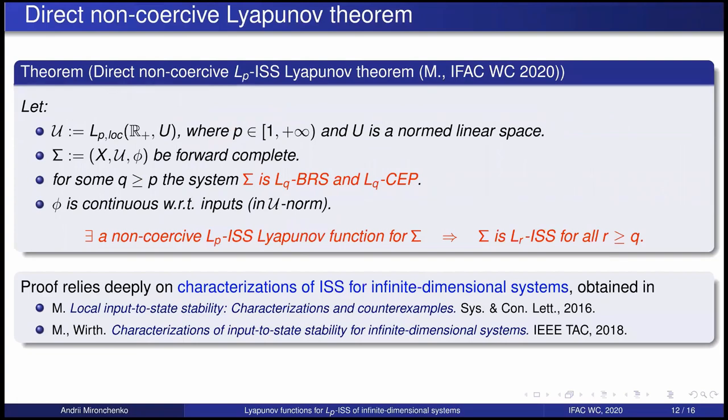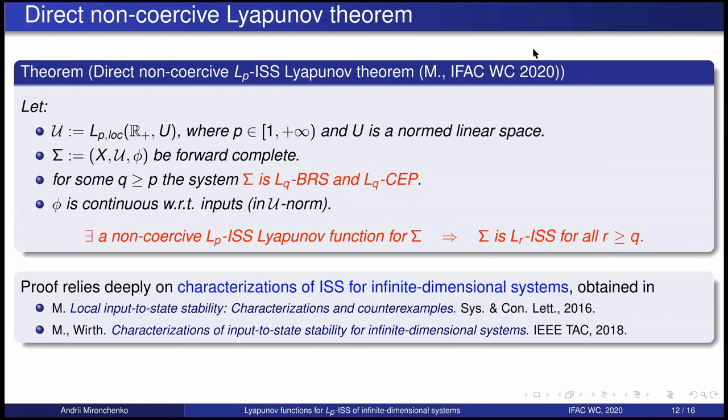Now we can formulate the direct non-coercive LP-ISS Lyapunov theorem. Let the input space be an LP space where P is finite. Assume that we have a well-posed forward complete control system, and assume that for some Q greater or equal than P, the system has bounded reachability sets and continuity at equilibrium properties with respect to the space LQ. Assume also that phi is continuous with respect to inputs in the norm of U. Then, if there is a non-coercive LP-ISS Lyapunov function for the system sigma, then the system is LR-ISS for all R greater or equal than Q.